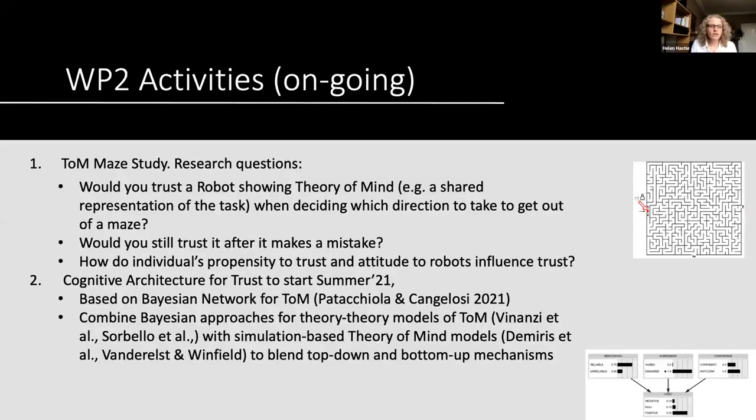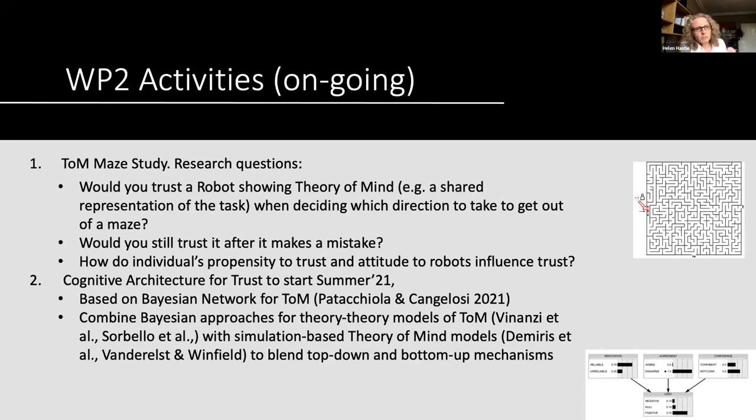Okay, so ongoing activities. Basically, we're doing some studies using Prolific, which is a crowdsourced platform. One of them is around the theory of mind study. We've got the maze study. Some aspects that we're looking at are: would you trust a robot showing theory of mind versus one that doesn't explain what it's thinking? When you're trying to get out of a maze, would you still trust it after it makes a mistake?